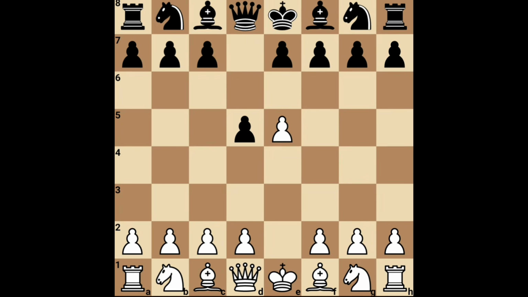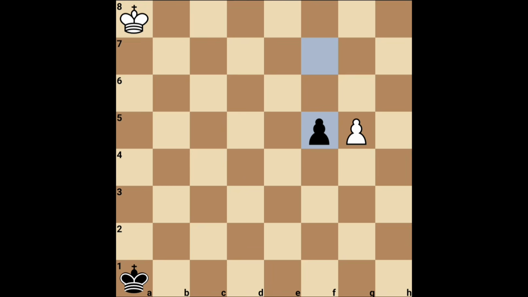En passant. En passant is a special pawn capture in chess. It occurs when a pawn moves 2 squares forward from its starting position, landing beside an opponent's pawn, allowing the opponent to capture it as if it had moved 1 square. For this special move, we use the annotation like this.